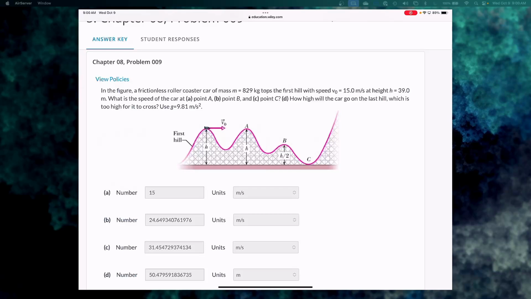So what kind of energy does it have at this first hill? It's got potential and kinetic, right? And then it goes down, losing some of that potential energy to kinetic energy, and then it comes back up to exactly the same height. So it gains speed and then loses speed coming back up, but it comes up to exactly the same height.